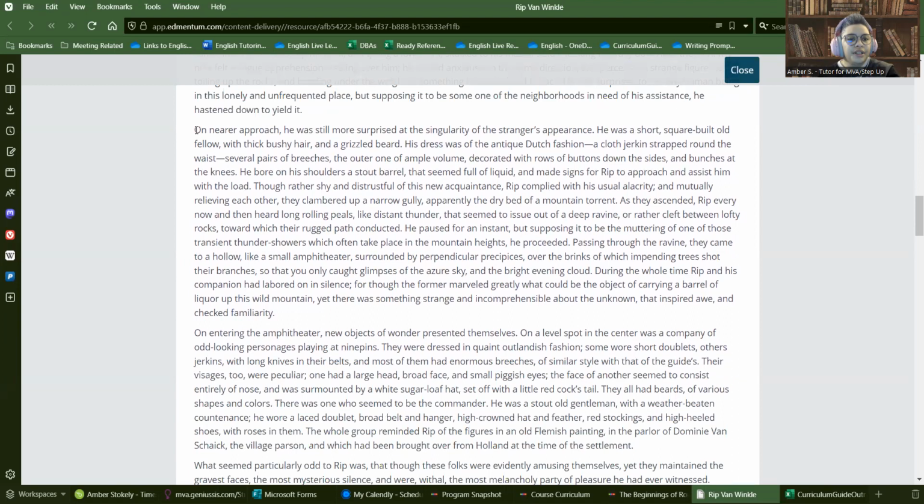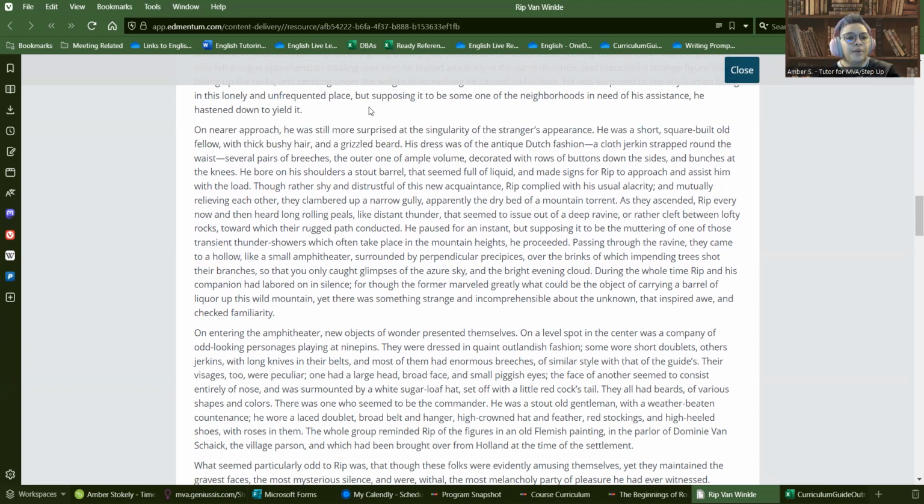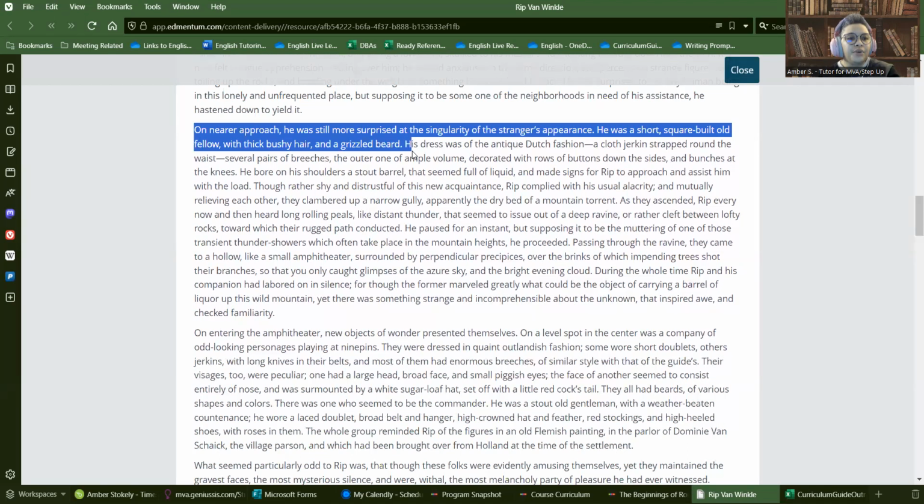On near approach, and this is a big paragraph here, on near approach, he was more surprised at the singularity. Single means one. So singularity means he's surprised that there's only one guy, right? That there's not more people. He was a short, square-built old fellow with thick bushy hair and a grizzled beard. His dress was of the antique Dutch fashion, a cloth jerkin strapped around the waist.